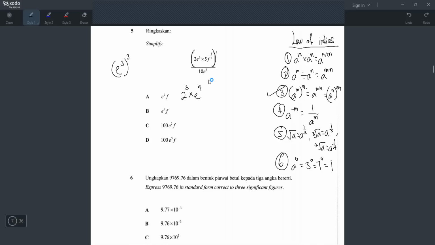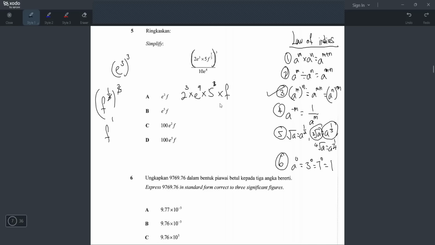And then multiply with 5. But I already said everything has the power 3, right? Everything except the bracket, so 5 also has power 3. And then what is f power 1 over 3 power 3? Well, f power 1 over 3 and then power 3 is actually f power 1. The reason is because you take 1 over 3 times 3, and 1 over 3 times 3 is just 1 because the 3 and 3 can cancel. That's why you are left with this. Oh, and by the way, you need to know that power 1 over 3 is actually cube root.